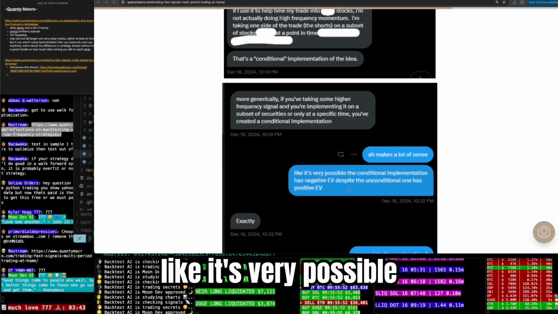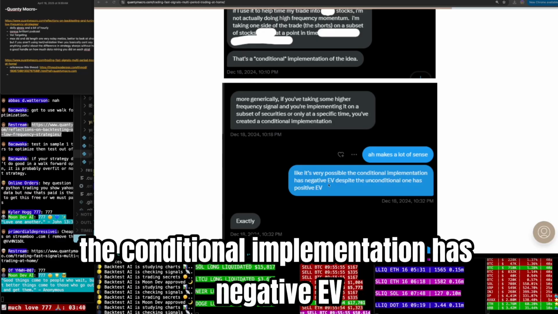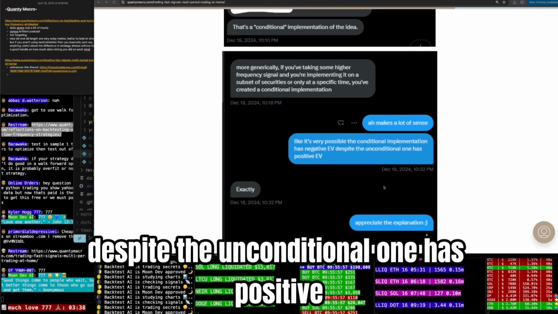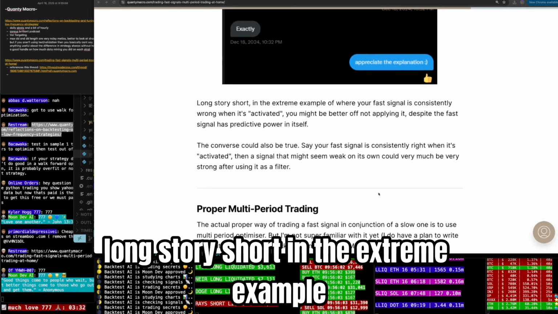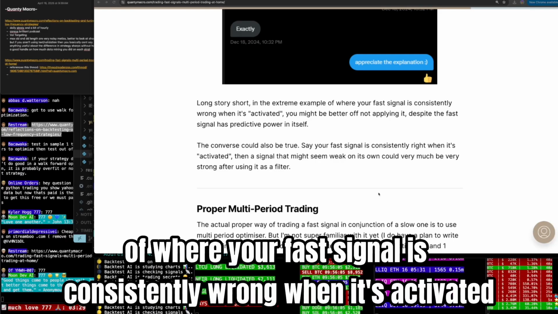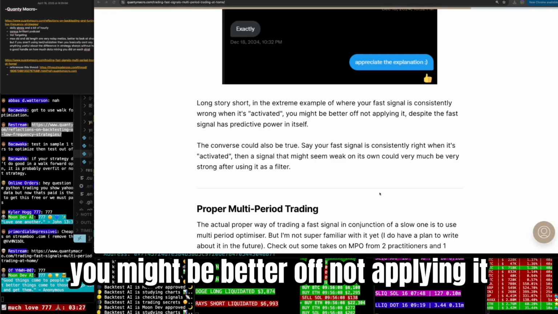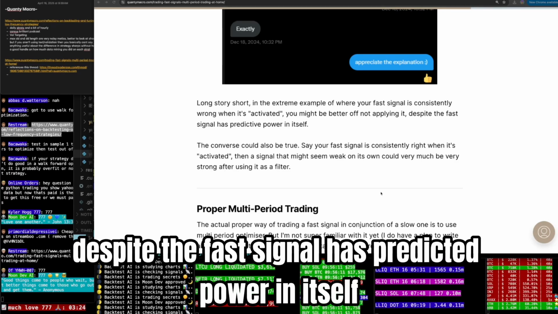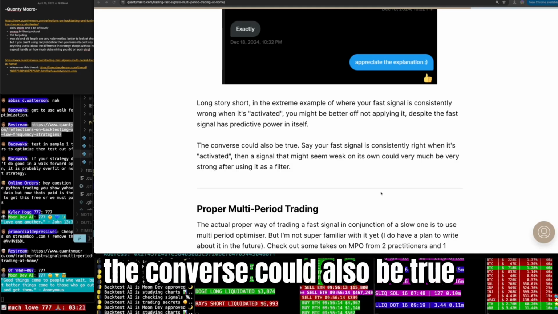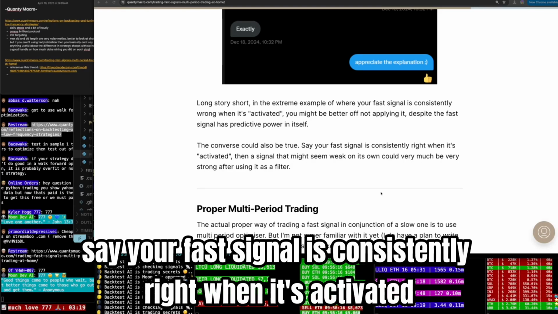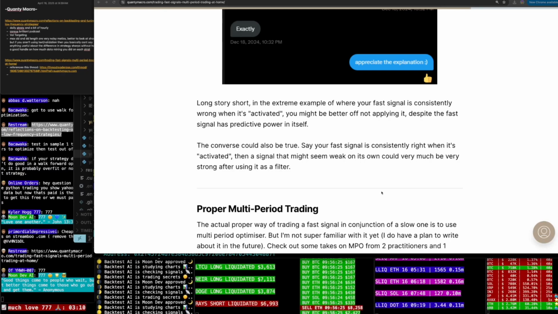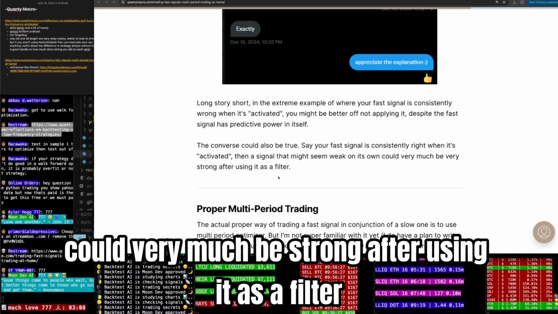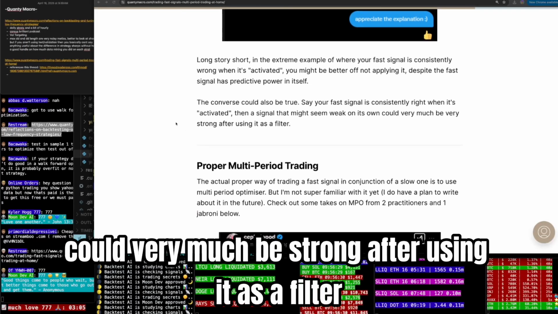Makes a lot of sense. Like, it's very possible the conditional implementation has negative EV despite the unconditional one having positive. Exactly. Appreciate the explanation. Long story short, in the extreme example where your fast signal is consistently wrong when it's activated, you might be better off not applying it, despite the fast signal having predictive power in itself. The converse could also be true. Say your fast signal is consistently right when it's activated, then a signal that might seem weak on its own could very much be strong after using it as a filter.